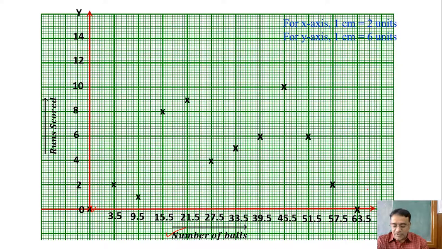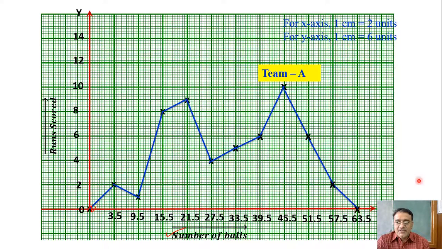Okay, now we have to join all these points by using line segments. Let's start from here. First, second, third, fourth, fifth, sixth, seventh, eighth, ninth, 10th, last. So this is for team A, we have completed. Any doubt here?